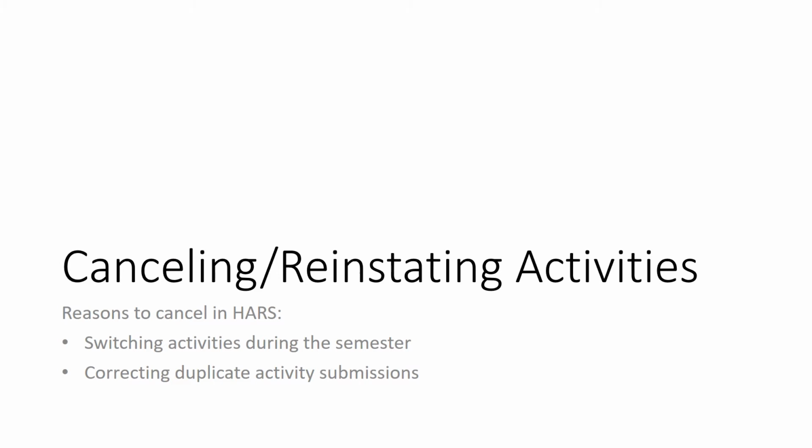You may need to cancel or reinstate an activity at some point in your semester. Reasons to cancel an activity in your HARS account include switching activities during the semester or correcting duplicate activity submissions. Students must cancel any and all activities that they will not complete throughout the semester. Failure to do so will result in an incomplete grade for Honors 222 for that term. Additionally, to change or switch activities during the semester after you have already submitted an agreement form, you must complete a new agreement form and obtain all the required signatures, and the original activity must be canceled.